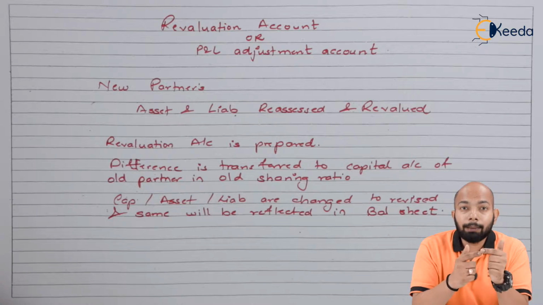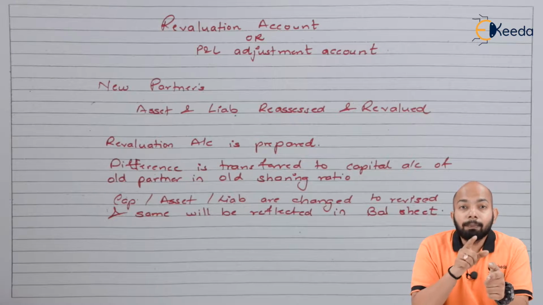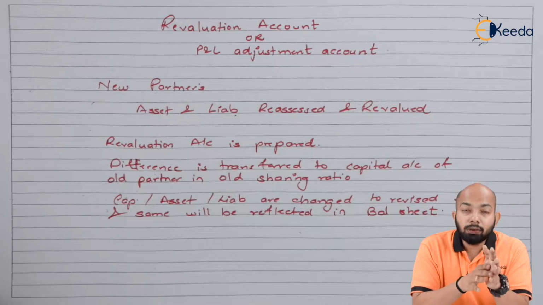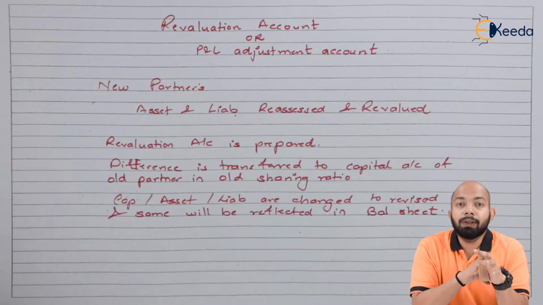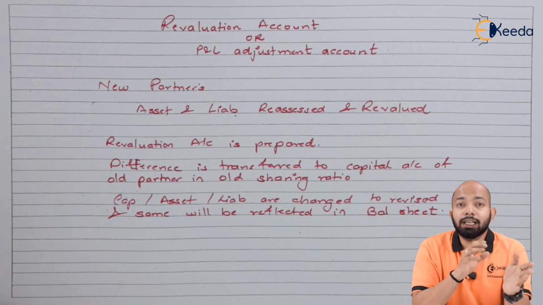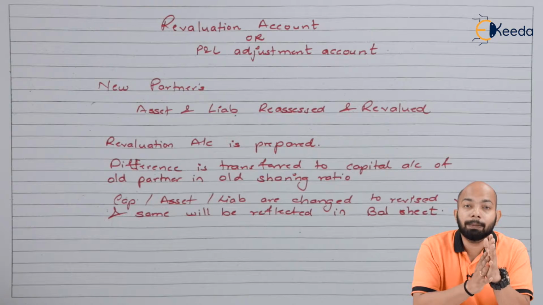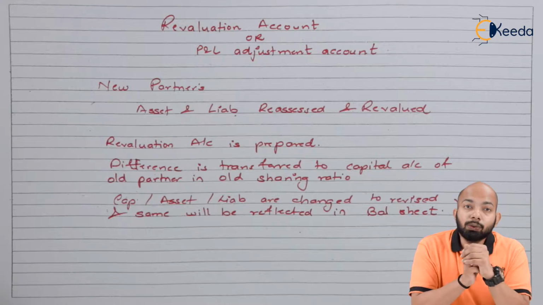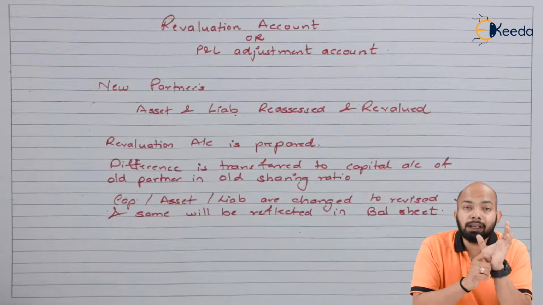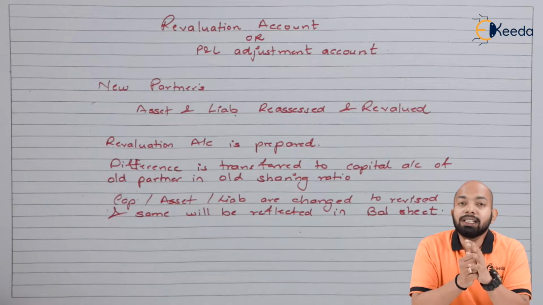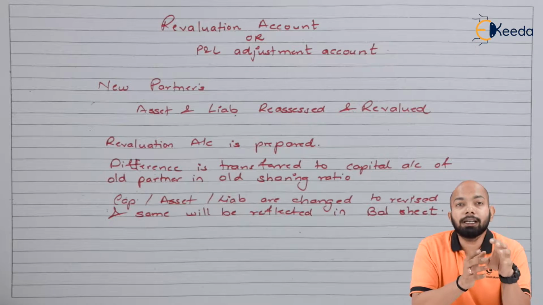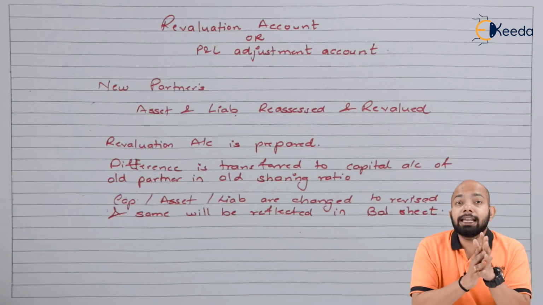Now, whenever this happens, you need to prepare an account which is utilized for changes in the existing assets and liabilities of the firm, because the capital ratio will change, the assets will change, the liability will change, and everything will change with this new partner coming into the business. So what we do is prepare a specific account for this, that is revaluation account. This account is prepared especially whenever a new partner is supposed to be admitted into any kind of business or firm.